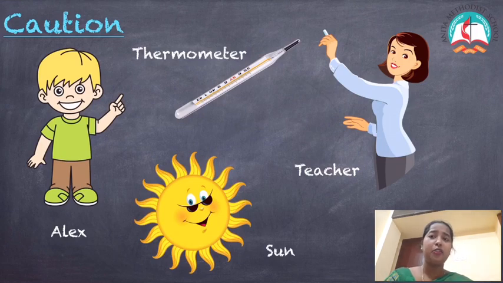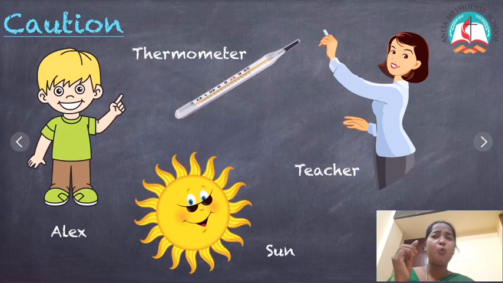Why, children? Do you know? A clinical thermometer has a small temperature range. So, the glass will crack or burst due to excessive pressure created by expansion of mercury.